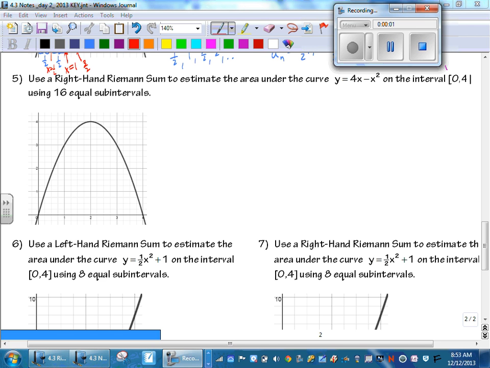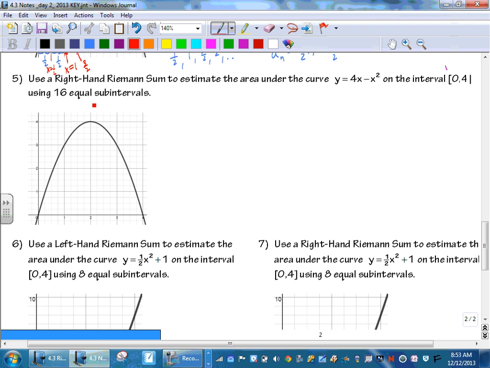So with number 5, for this one, we're doing 16 equal subintervals, using a right-hand Riemann sum. I'm not going to draw all of the rectangles here. But it's going from 0 to 4, 4 divided by 16. That means each one is going to have a base of 1/4.